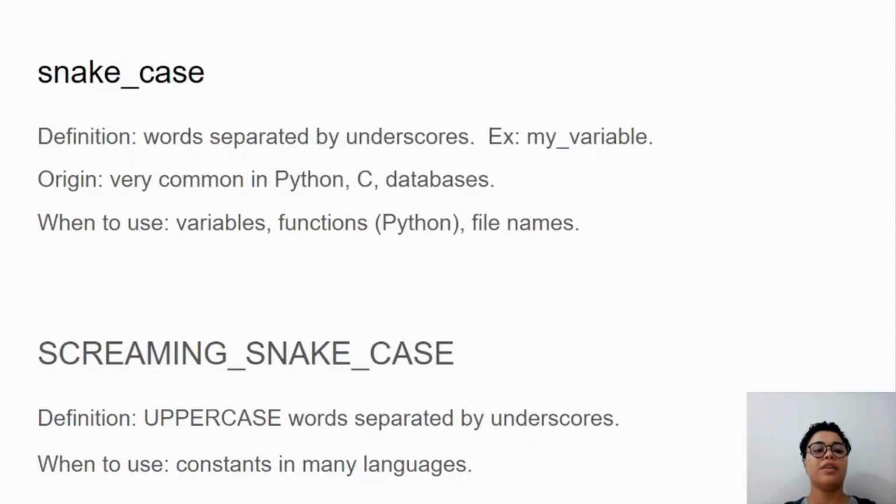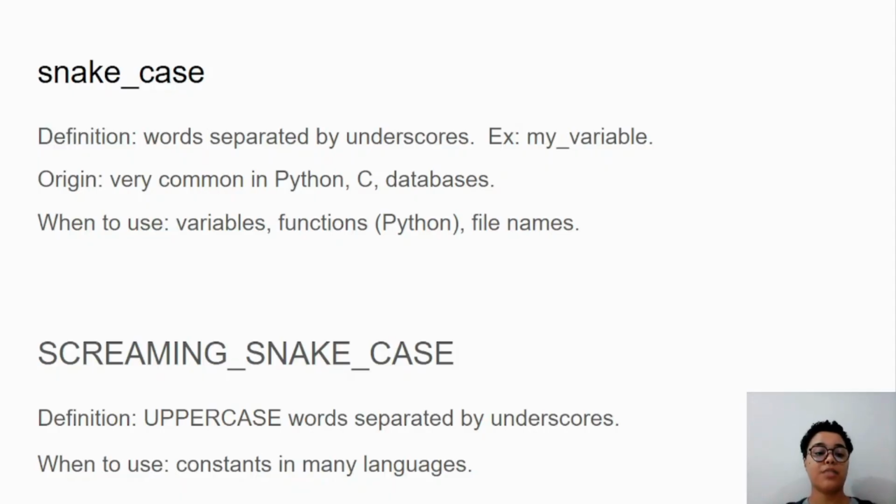Furthermore, we have snake_case. In this nomenclature convention, the words are separated by underscores. For example, my_variable, my underscore variable. The origin is very common in Python, C language, and databases. When to use it? When we want to create variables and functions in Python, and file names.